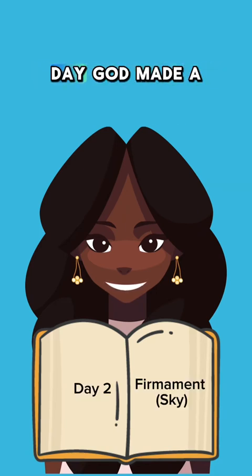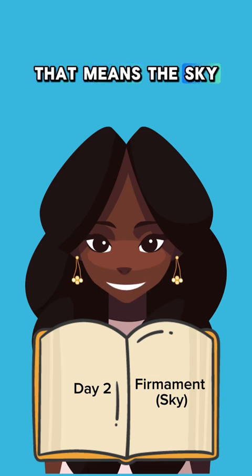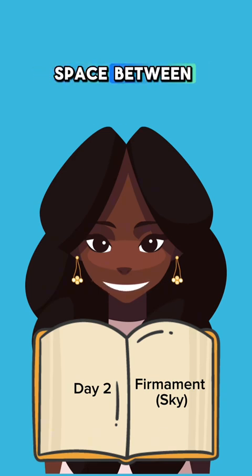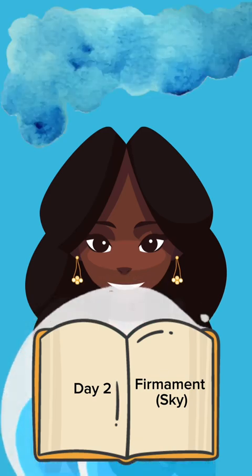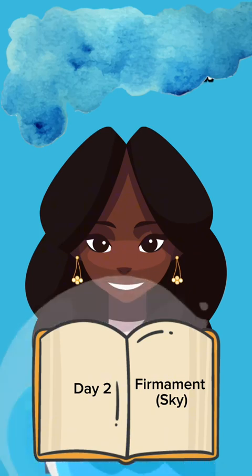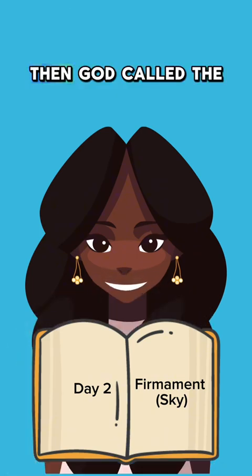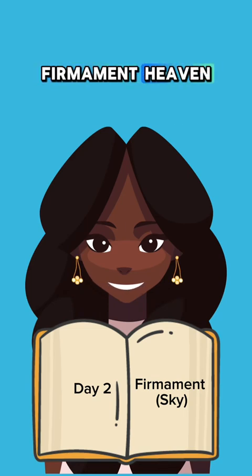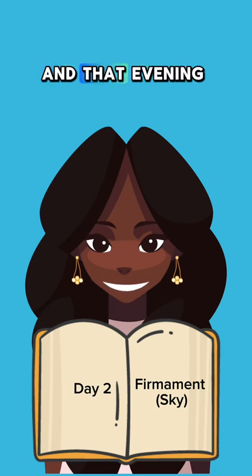Then on the second day, God made a firmament. That means the sky. And he made a space between all the water that was there to separate the water of the sky from the water of the earth. So there is water above and there is water down below where we are. Then God called the firmament heaven. So we know that heaven is in the sky, or perhaps it is the sky. And that evening and that morning were the second day.